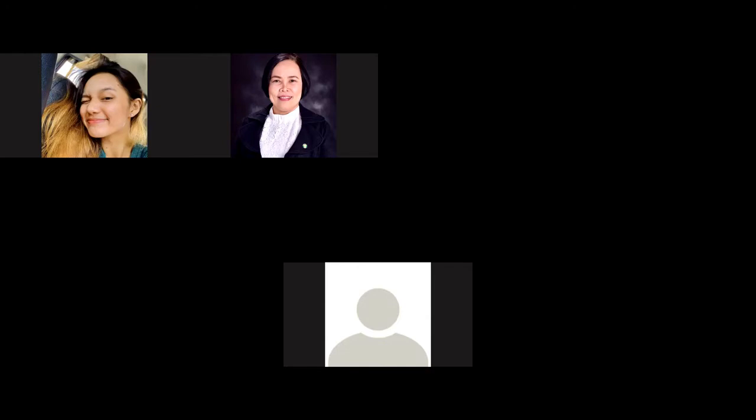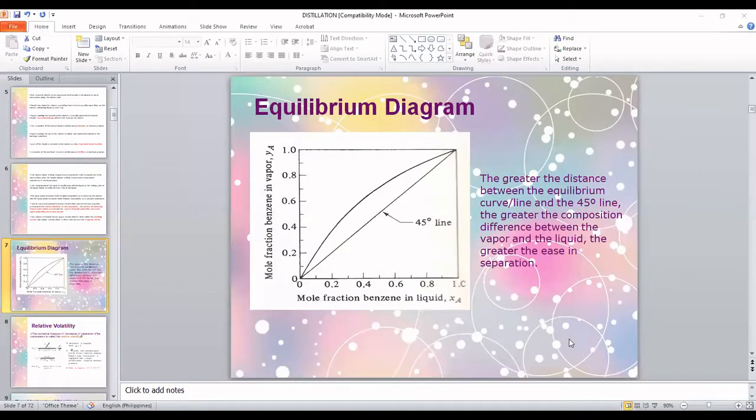Sorry, class, I think I got disconnected. Which part was I disconnected? The diagram, okay. Okay, going back to the diagram.